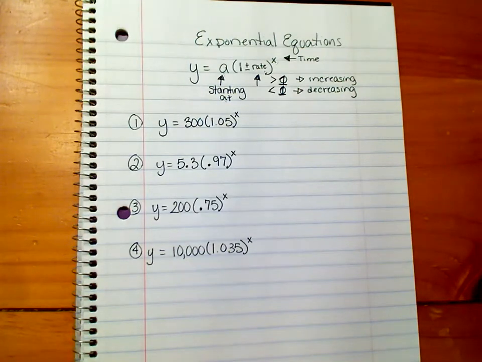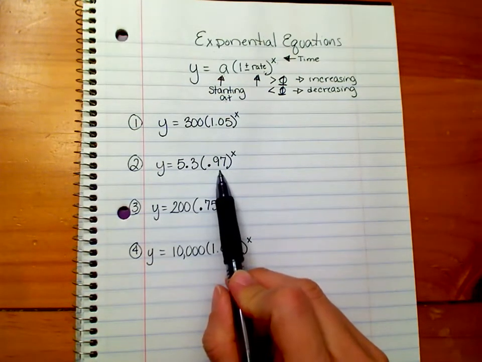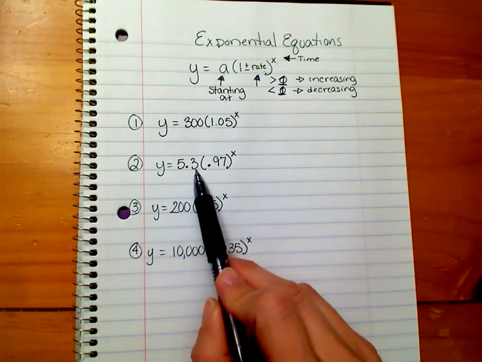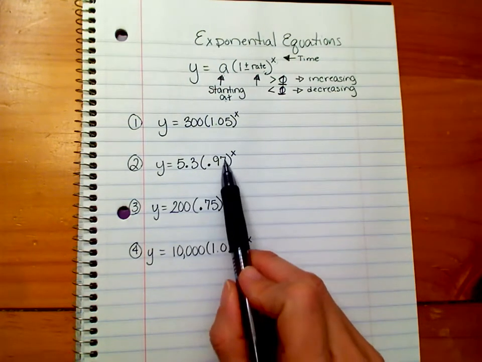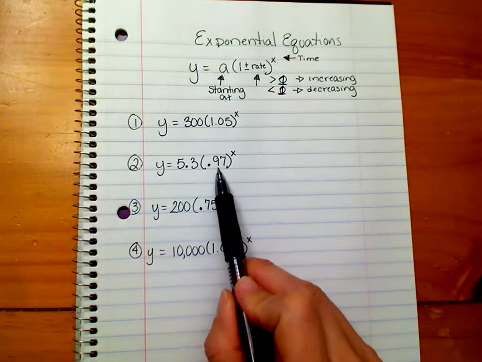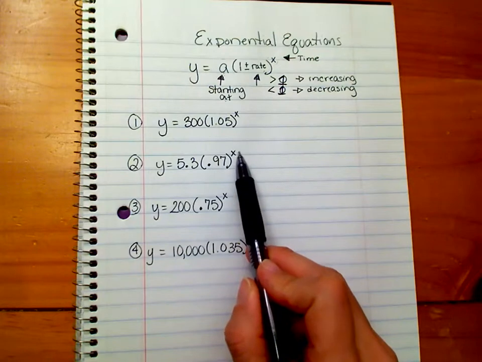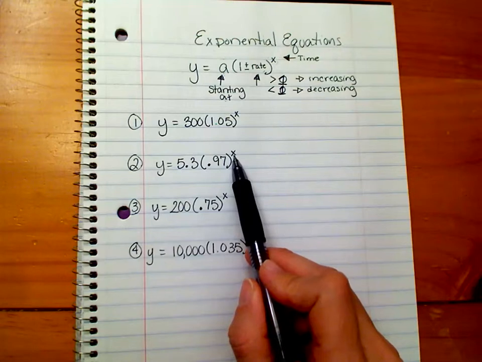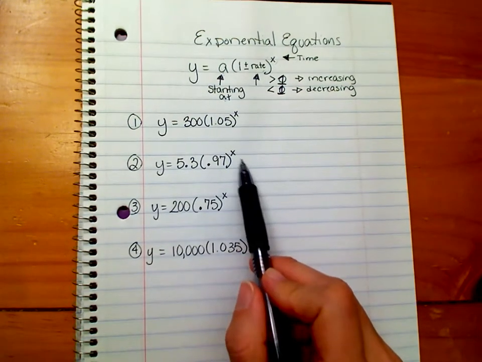Y equals 5.3 times 0.97 to the x. We'll notice that this number is less than 1. That means I'm decreasing. So I could have 5.3 million people in a city, and I'm losing 3% each year. Because if I'm keeping 97%, there's 3% that I'm losing. And I could do that annually, or it could be every 10 years. You have to be careful with the x, because the problem will always tell you what the time period is. It's not always a year or a month. You have to just go problem by problem on that one.